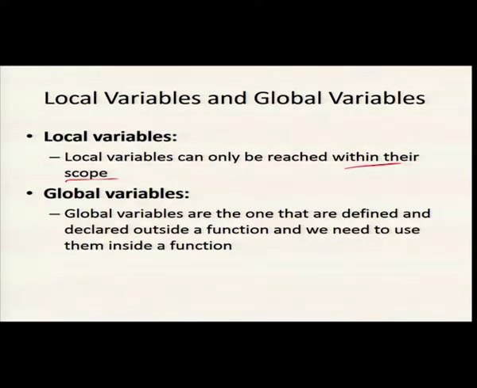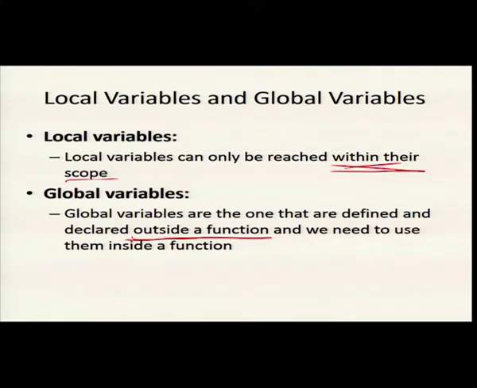But in the case of a global variable, the global variables are the ones that are defined and declared outside a function. My dear viewers, as far as a local variable is concerned, it is defined within the scope, within the function, whereas as far as a global variable is concerned, it is defined outside the function and we need to use them inside a function too.